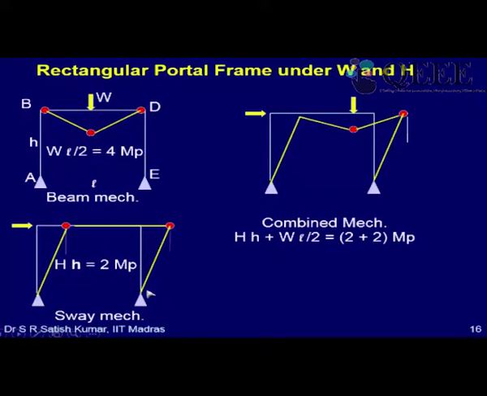Now there could always be a third mechanism where, due to the combination of H and W, the frame will collapse. So this is also called a combined mechanism.